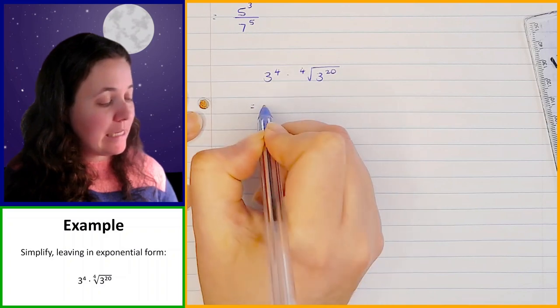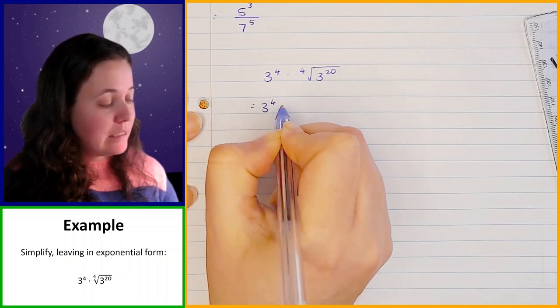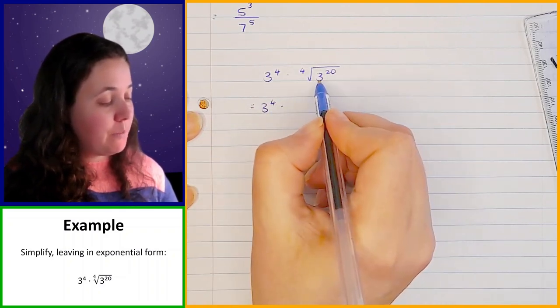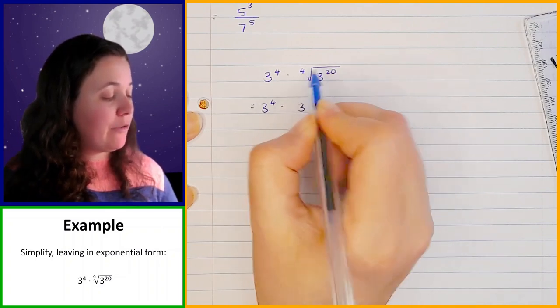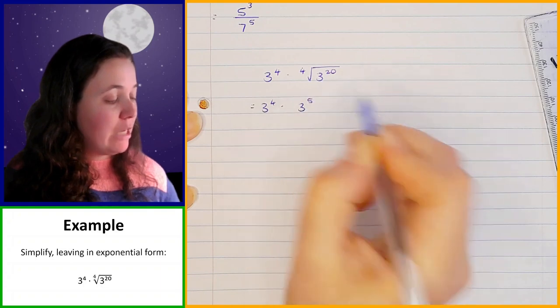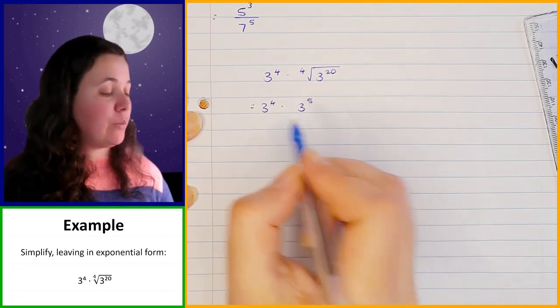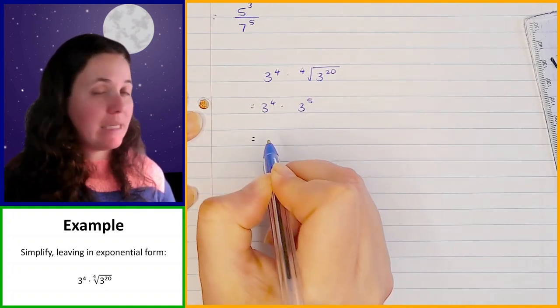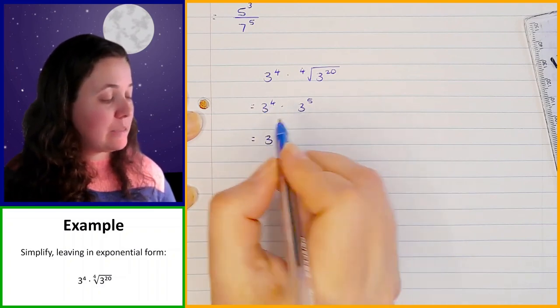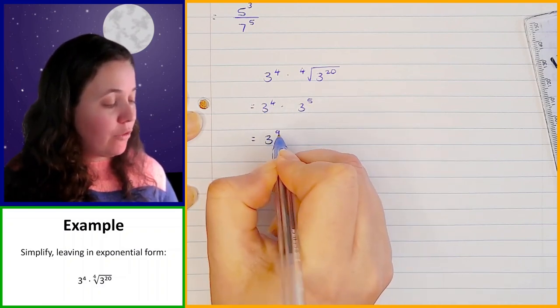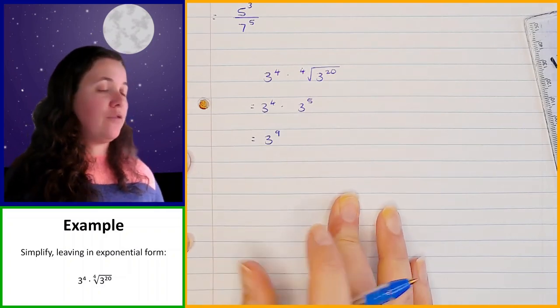Okay, so I'm going to take the 3 to the power of 4 and it stays the same, times, and then I take this over here, the base stays the same, and I'm going to divide the 20 by 4, and that gives me 5. So now I've got 3 to the power of 4 times 3 to the power of 5. They have the same base, which means I can simplify that, and I keep the base the same, and I add the exponents, and that gives me 3 to the power of 9. So that's what you should get for that example.